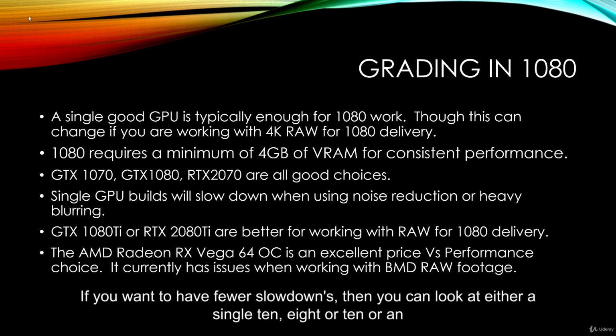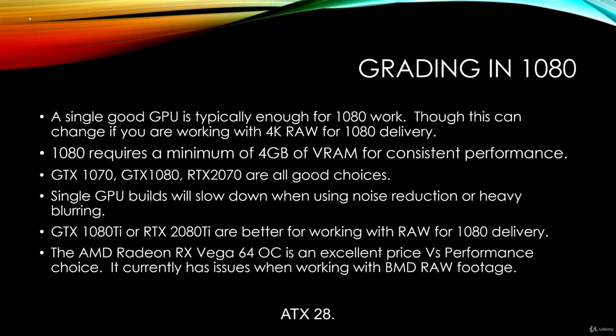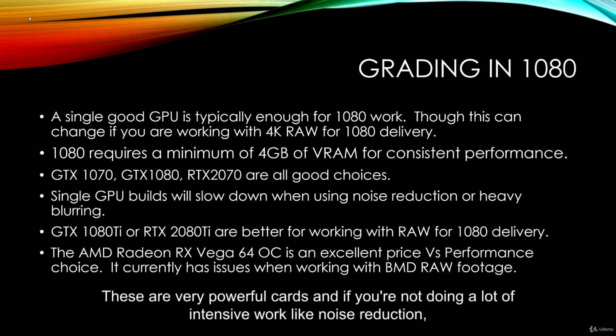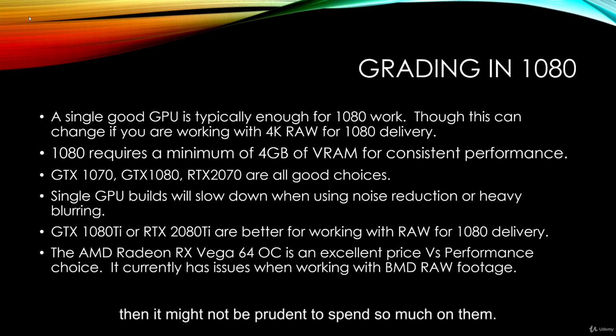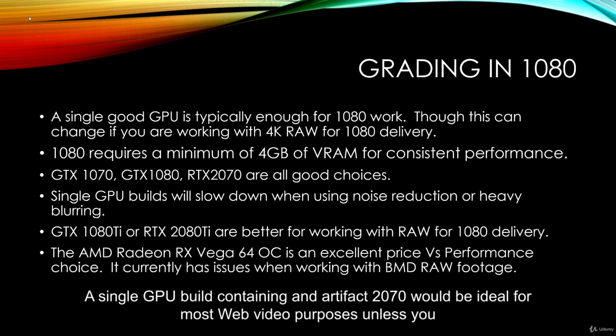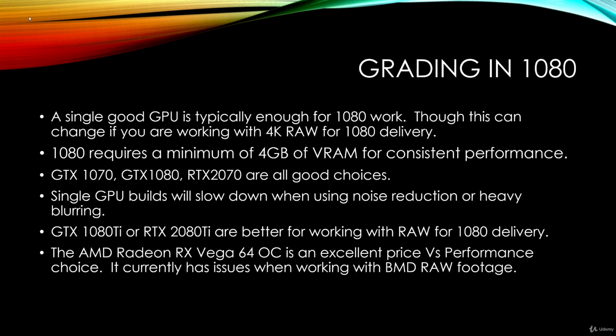If you want to have fewer slowdowns, then you can look at either a single GTX 1080 or 1080 Ti or an RTX 2080. These are very powerful cards, and if you're not doing a lot of intensive work like noise reduction, then it might not be prudent to spend so much on them. A single GPU build containing an RTX 2070 would be ideal for most web video purposes unless you want to go into very heavy VFX.